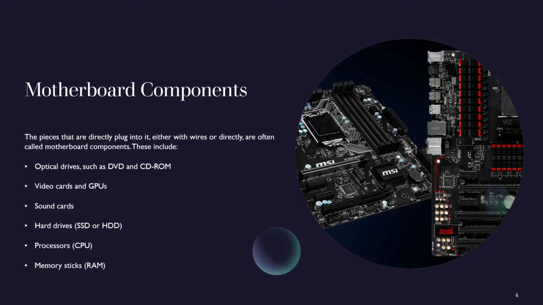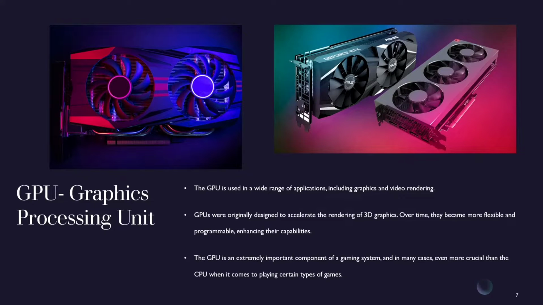Now onto the GPU. The graphics processing unit, also called the graphics card or video card, is a specialized electronic circuit that accelerates the creation and rendering of images, video, and animation. It performs fast math calculation while freeing up the CPU to perform other tasks.